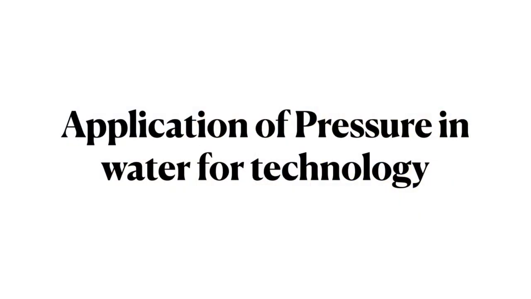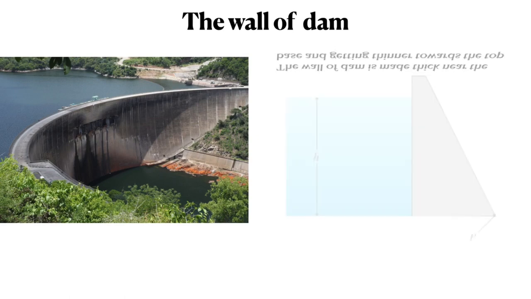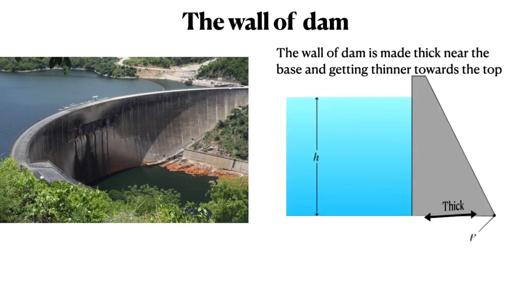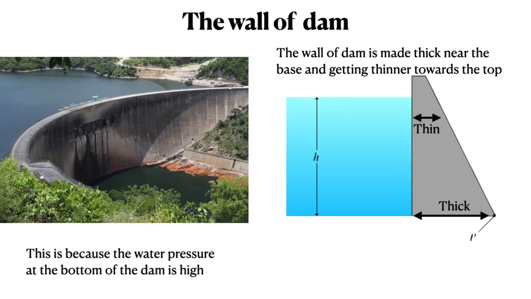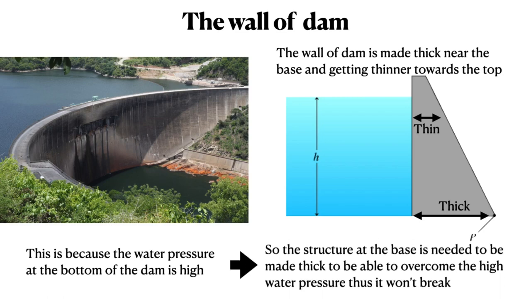There are a lot of applications in human technology from the understanding of water pressure. Some of them are the wall of dam. The wall of dam is made thick near the base and relatively thinner towards the top. This is because the water pressure at the bottom of the dam is high. Therefore, the structure at the base needs to be thick to be able to overcome the high water pressure so it won't break.